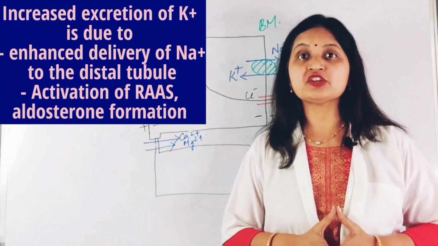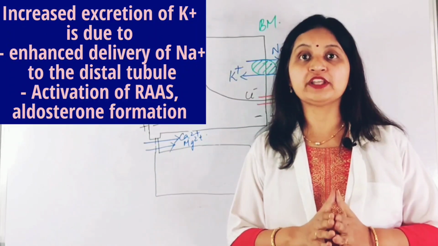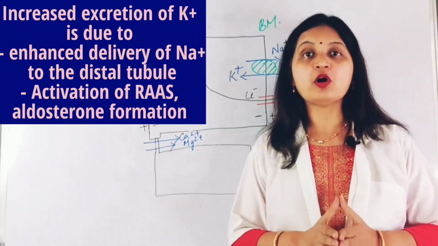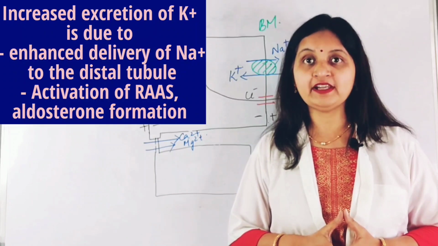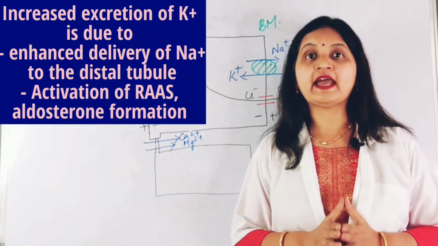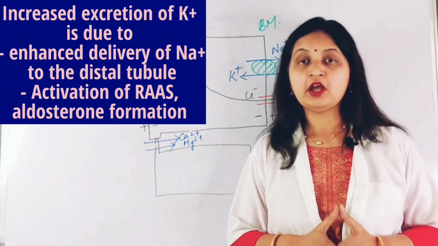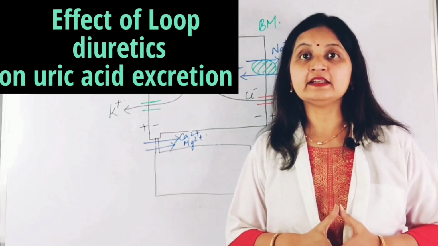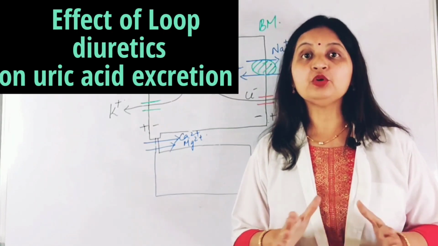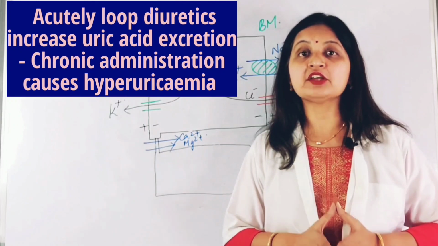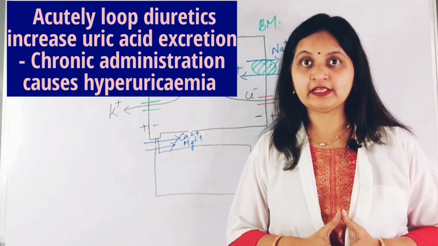So potassium excretion is due to increased delivery of sodium to the distal tubule, and also because of the stimulation of the renin-angiotensin system causing aldosterone formation. What happens to the uric acid excretion? Acutely, loop diuretics increase the uric acid excretion in urine.